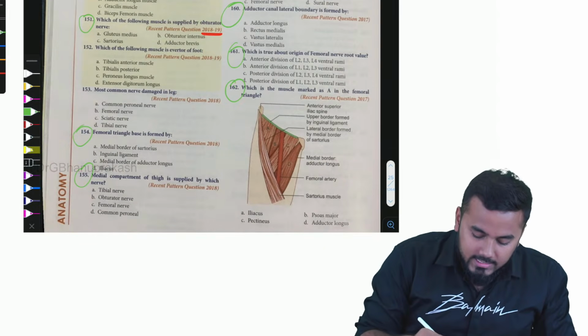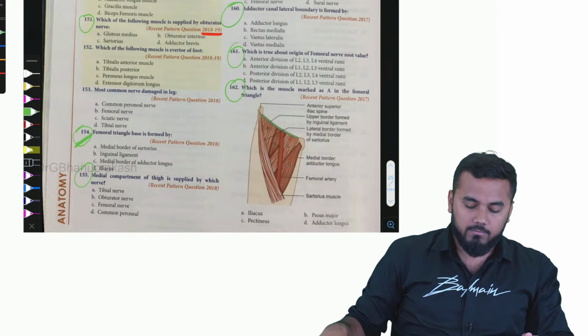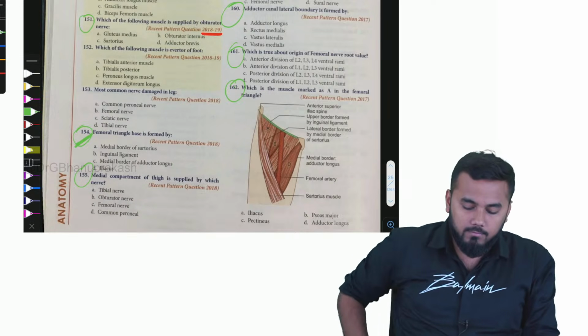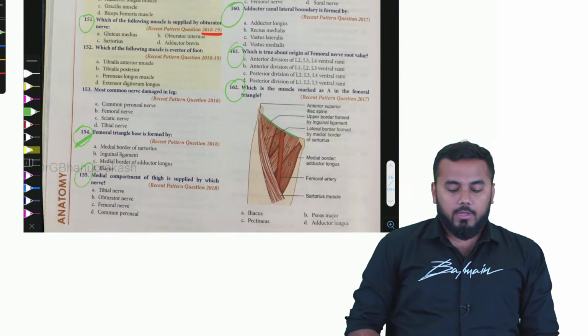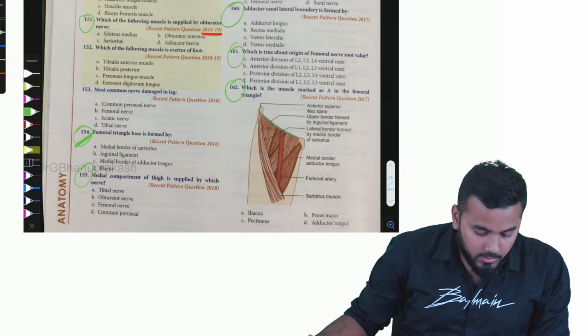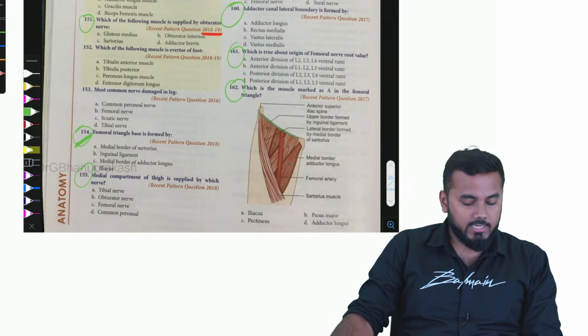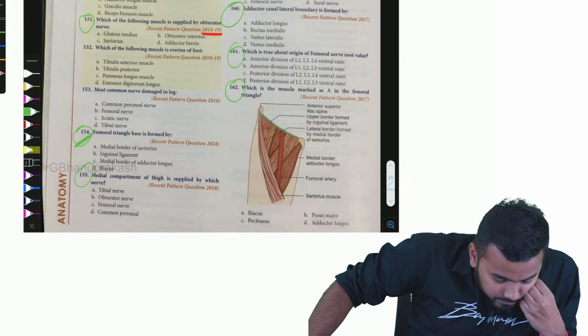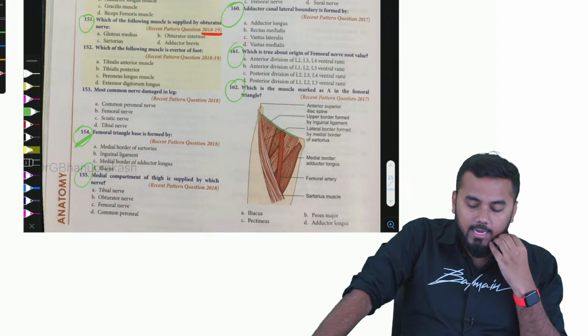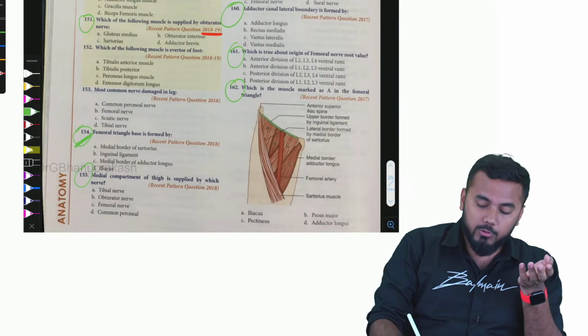Now, who will answer question number 154? What is the answer of question number 154? Femoral triangle base is formed by. This question came in 2018.